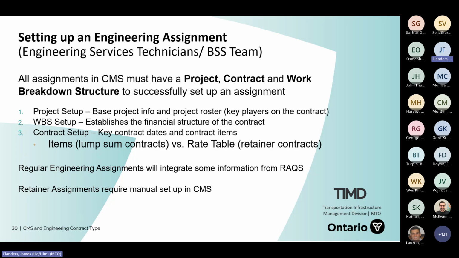Once the contract is set up, that's where we determine if it's a lump sum contract, the specialties that our items are being billed against or referenced against, versus a rate table. Rate tables are used for retainers, because retainers have rate tables that allow them to bill against select items with certain dollar values. Regular assignments will come in through RACS. There's a data broker tool, which does some of the integration. Retainer assignments do require manual setup because of the way they work within the system.